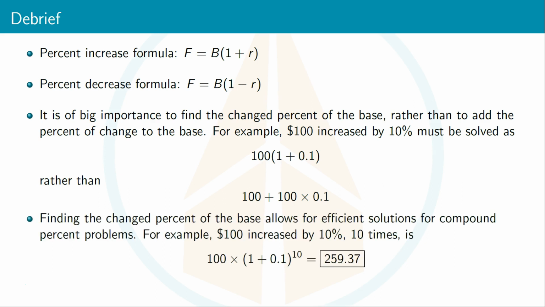Why is it so important? Because it allows us to solve compound percent change problems. For example, if I ask the question, what is $100 increased by 10% 10 times? It would be very easy to solve by finding 110% of the base each time. Because there are 10 changes, it simply is power 10. So in this case, the answer would be 259.37.